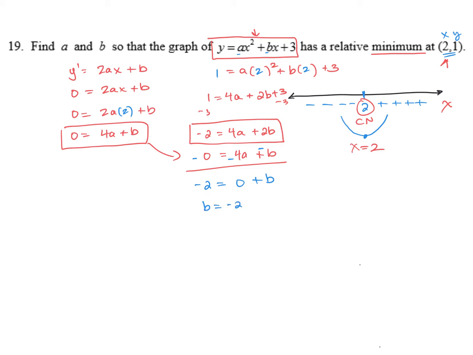This is the easier equation in my opinion. So I'm having 0 equals 4a, and b is plus negative 2. So that means 2 equals 4a, and divide both sides by 4, and that gives you a equals 1/2.